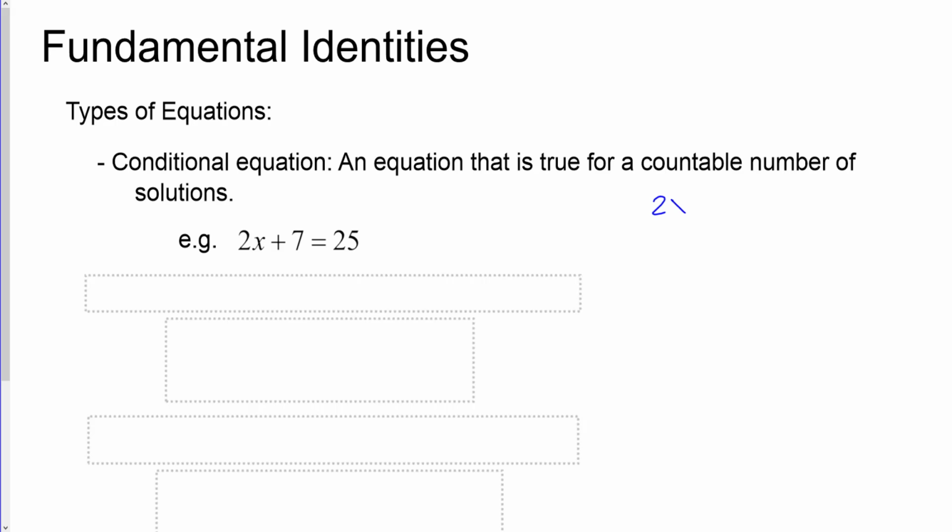So if you come off to the side, subtract 7 from both sides of this equation, then you have 2x equals 25 minus 7 is 18. Divide both sides by 2, you get x equals 9. So there's one solution. So I can count the number of solutions. So it's a conditional equation. So it's a true statement on the condition that x is equal to 9. That's the only time that it's true.